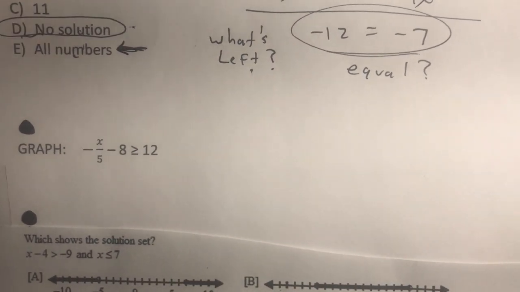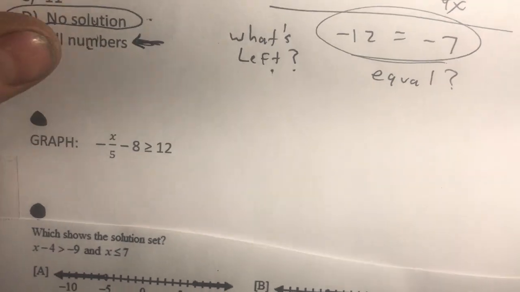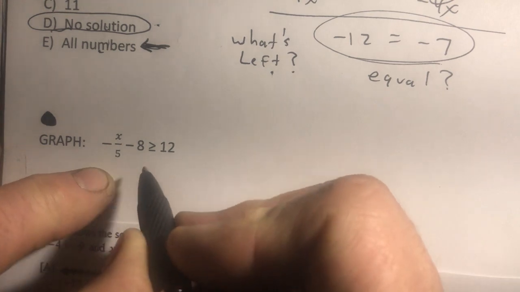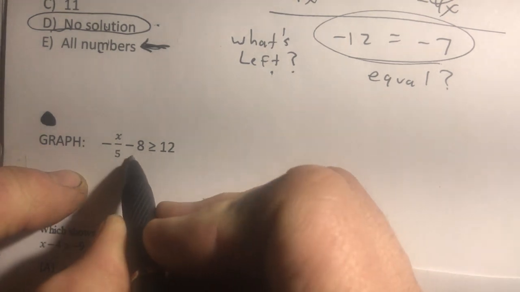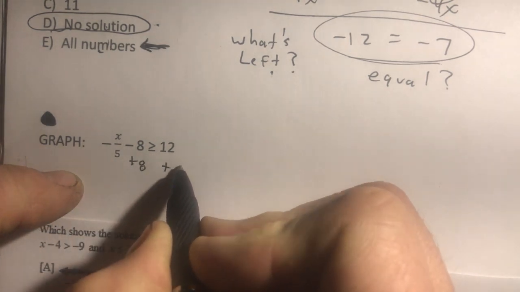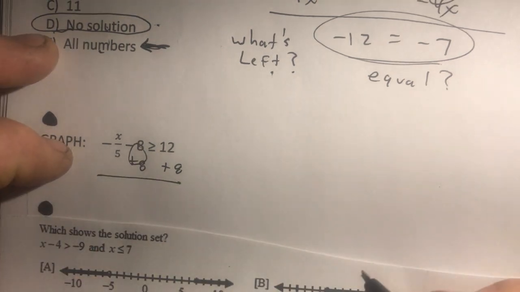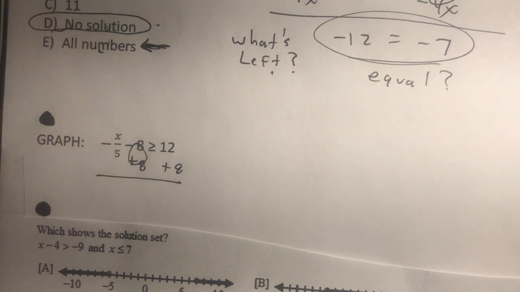Now, I'm going to graph this one here. Okay, there's no multiple choice on this one, but I need to solve this, which means I'm going to have to add 8 to both sides to make this go away. Okay, now when I do that, I'm going to bring in another piece of paper here.